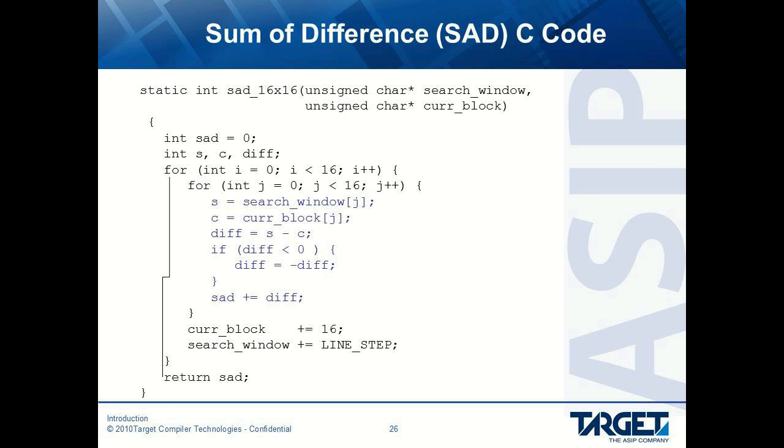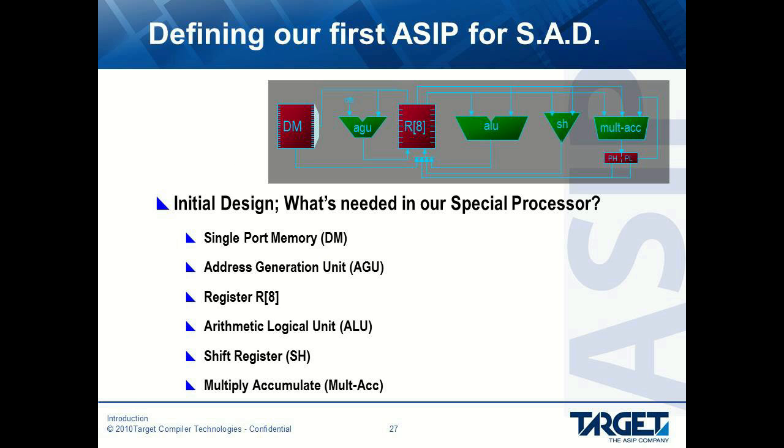Here is shown the C code for the sum of the absolute differences equation you saw earlier. We will now start developing a specialized processor to execute the C code. Here is shown our initial design to run our C code. We're going to use a single port memory, an address generation unit, an 8-bit register, an arithmetic logic unit, shift register, and a multiply accumulate. Also, you see the bus structure that was created through NML.